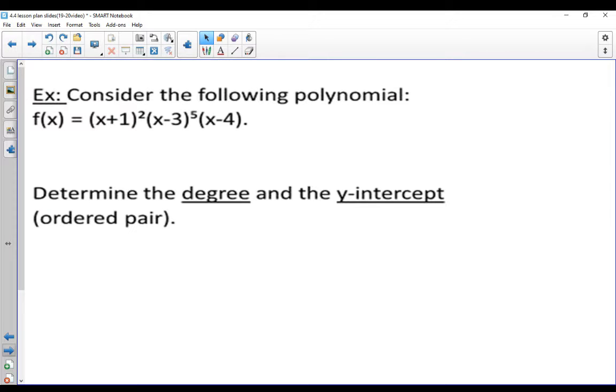We are to consider the following polynomial, f of x equal to x plus 1 squared, x minus 3 to the 5th, and then x minus 4. For this part, we are first going to determine the degree and the y-intercept of the ordered pair. So first, let's talk about the degree.